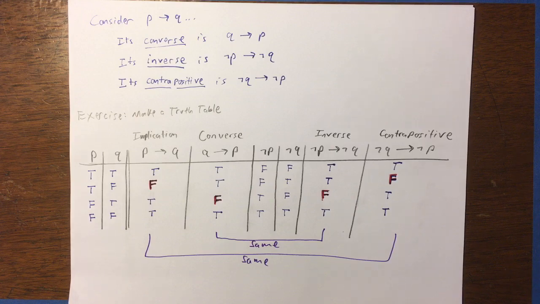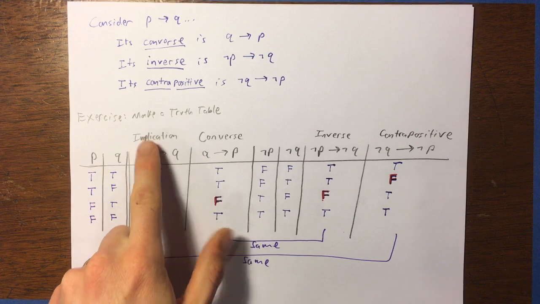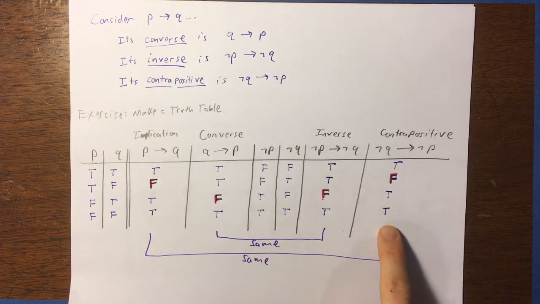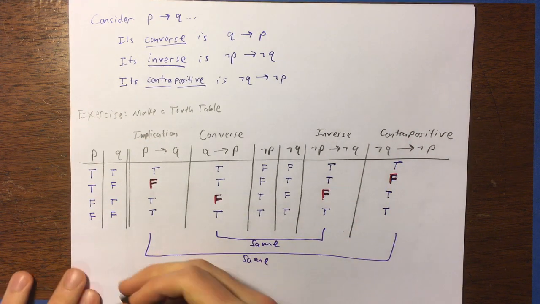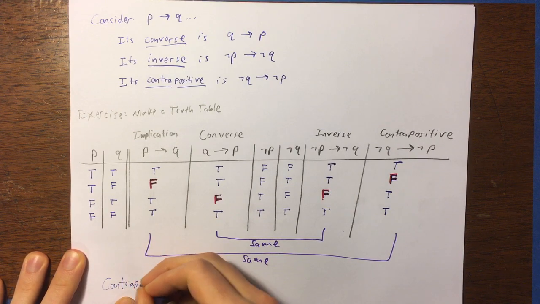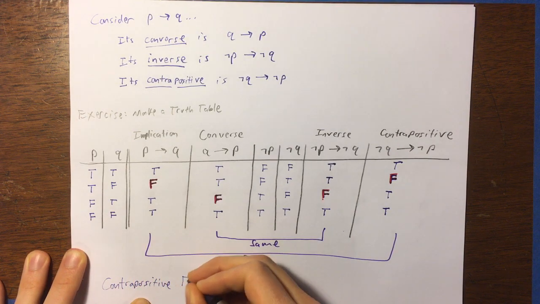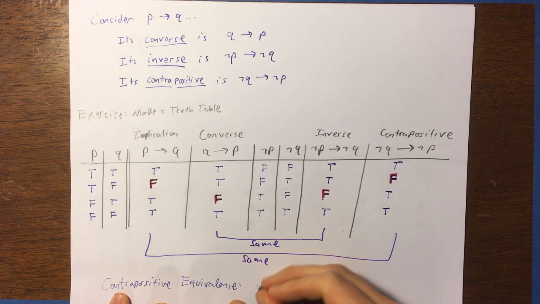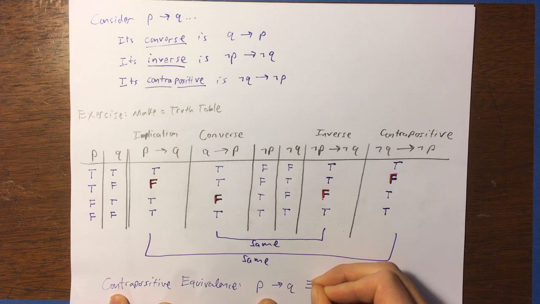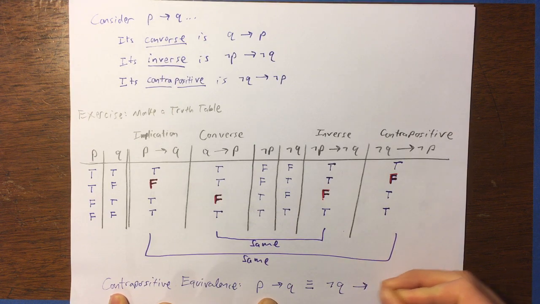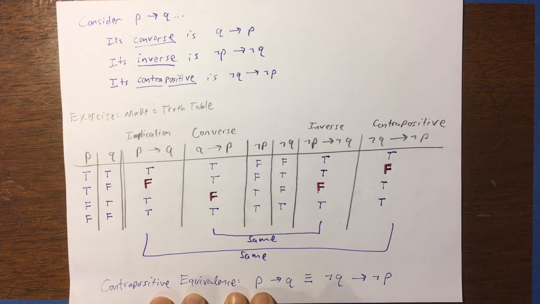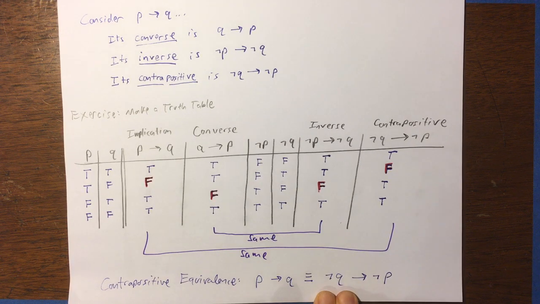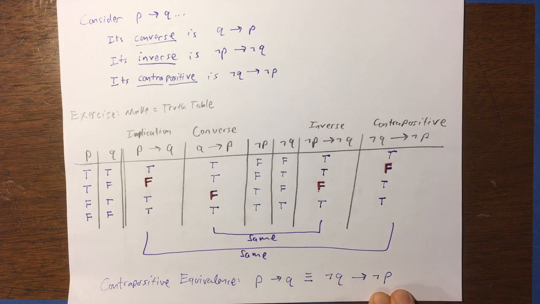So, in fact, what we have shown here by truth table is that an implication and its contrapositive are actually equivalent to one another. This is called the contrapositive equivalence. And it is that P implies Q is equivalent to not Q implies not P. So hypothesis implies conclusion is equivalent to the negation of the conclusion implies the negation of the hypothesis.